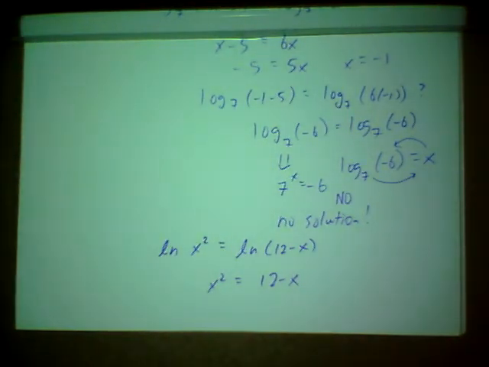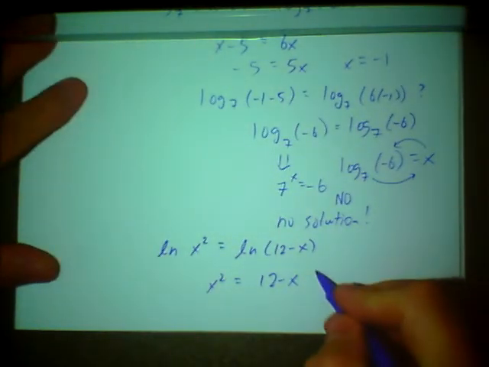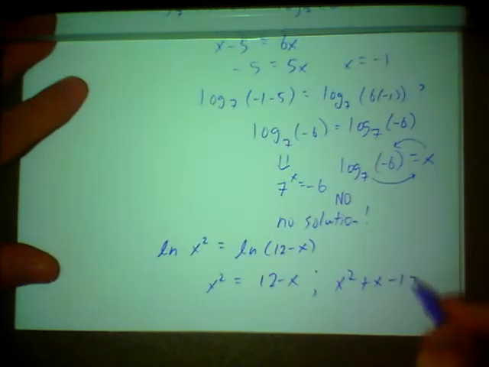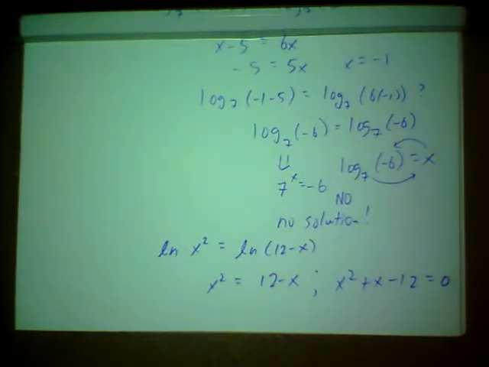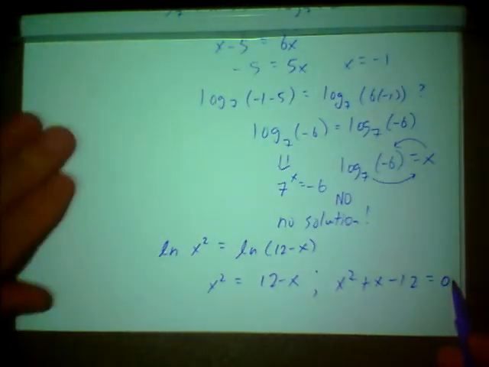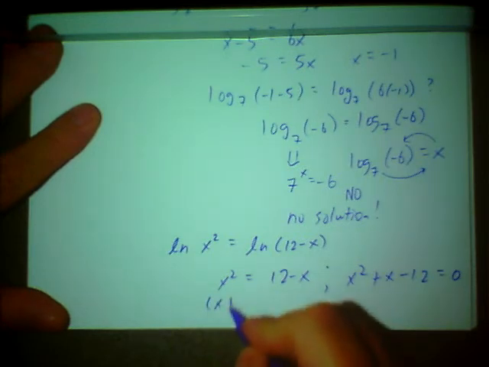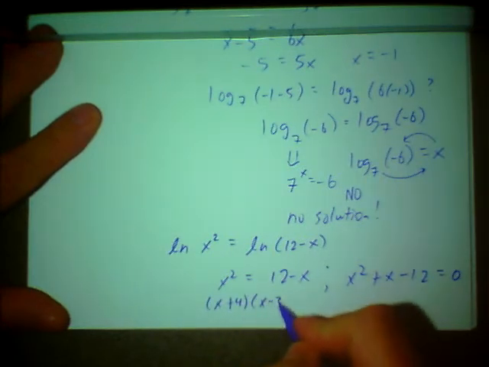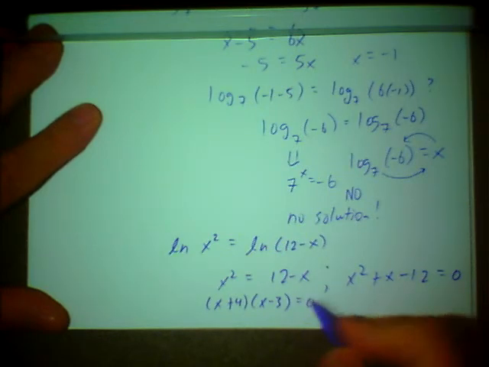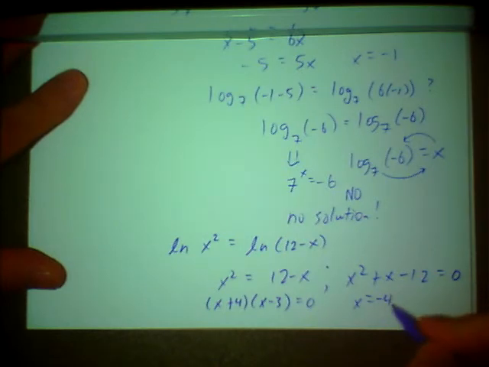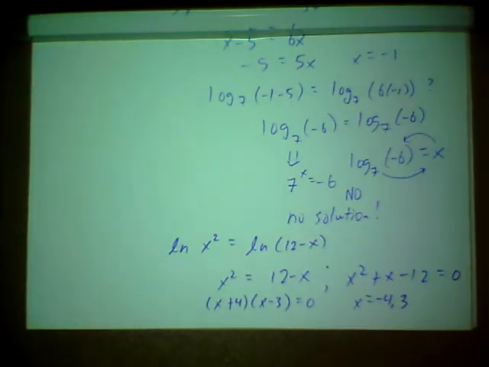This is actually a quadratic equation. So I'll move everything to the left-hand side. x squared plus x minus 12 equals 0. This is a trinomial that factors. Looks like 4 and negative 3. And then my solutions are going to be negative 4 and 3.